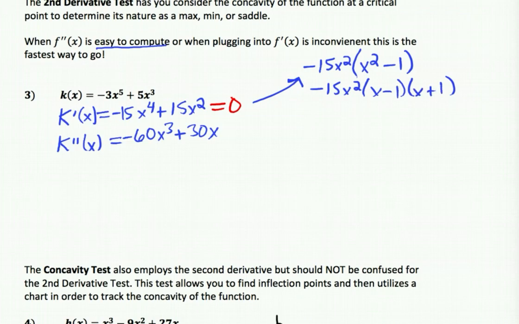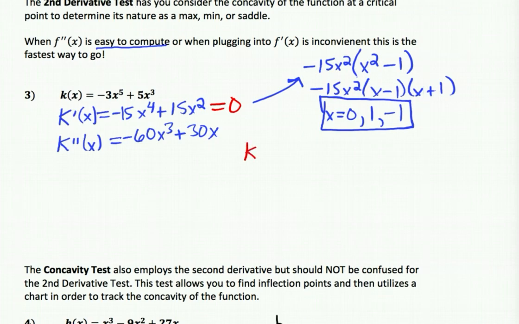All right, so there we go. Our critical numbers here are going to be 0, which makes the first factor 0, 1, which makes the second factor 0, and -1, which makes the third factor 0. So those are my critical numbers. I'm not going to draw a chart this time to test them, like the first derivative test. I'm going to use my second derivative. What I'm going to do is plug each one into it.